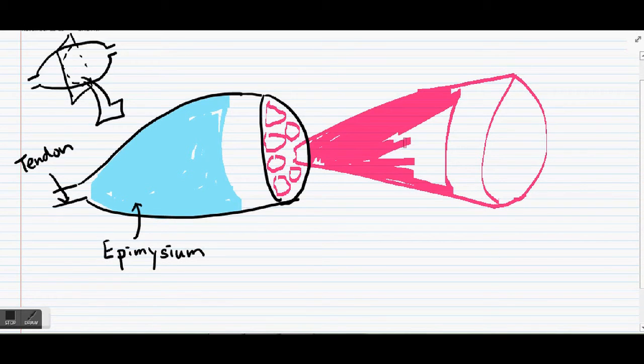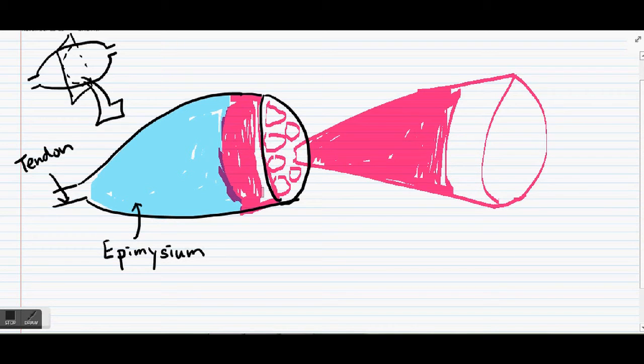And so if you peel back the epimysium here from the surface of the muscle, you actually will be staring right at the same pink layer that I've just colored. This pink layer is called the perimysium. Okay, perimysium.